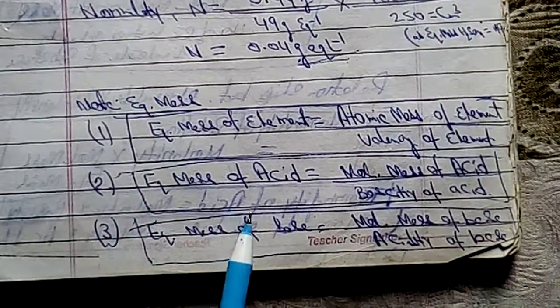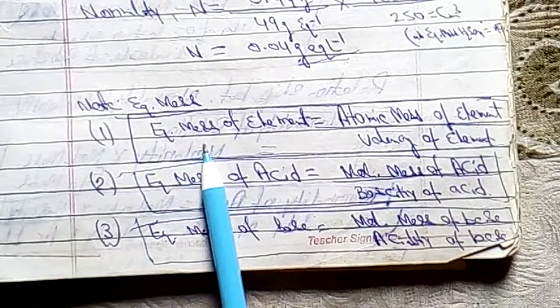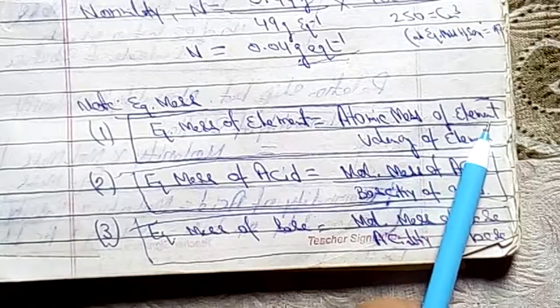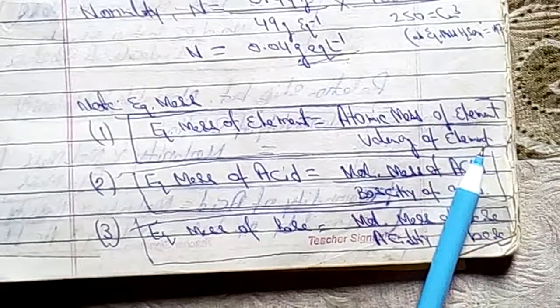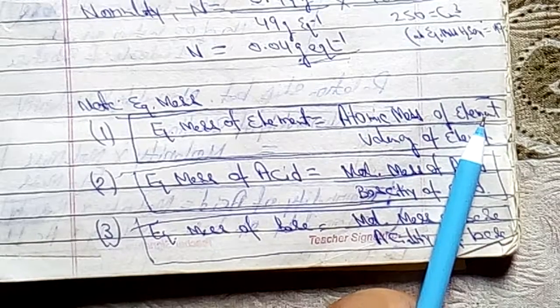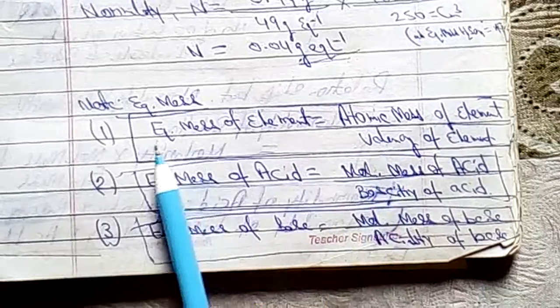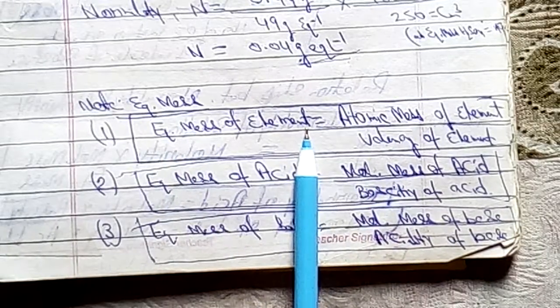Now, equivalent mass: how do we get the equivalent mass of different elements? The first formula: equivalent mass of an element is the atomic mass of the element divided by the valency of the element. For example, sodium. What is the atomic mass of sodium? 23. What is the valency of sodium? 1. So 23 divided by 1 will give the equivalent mass of sodium.